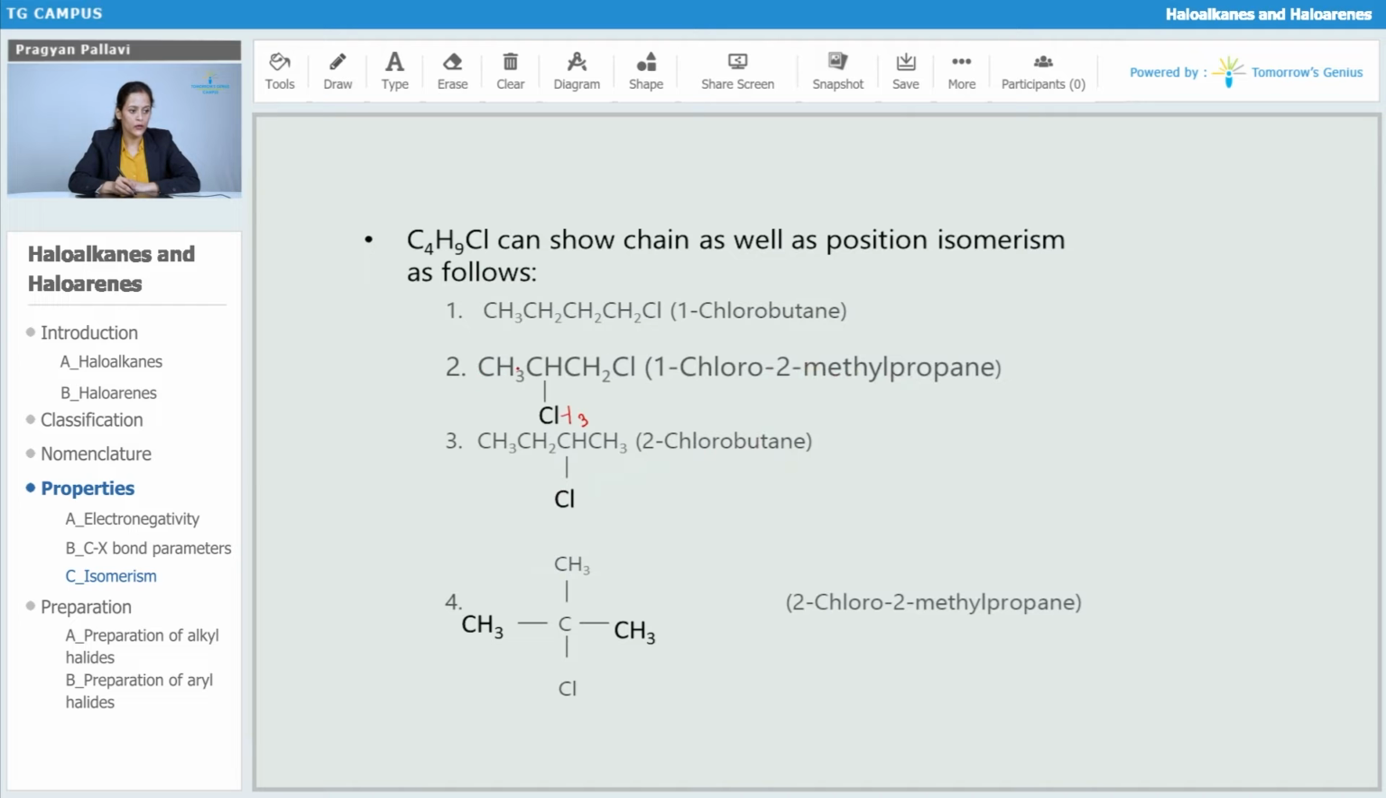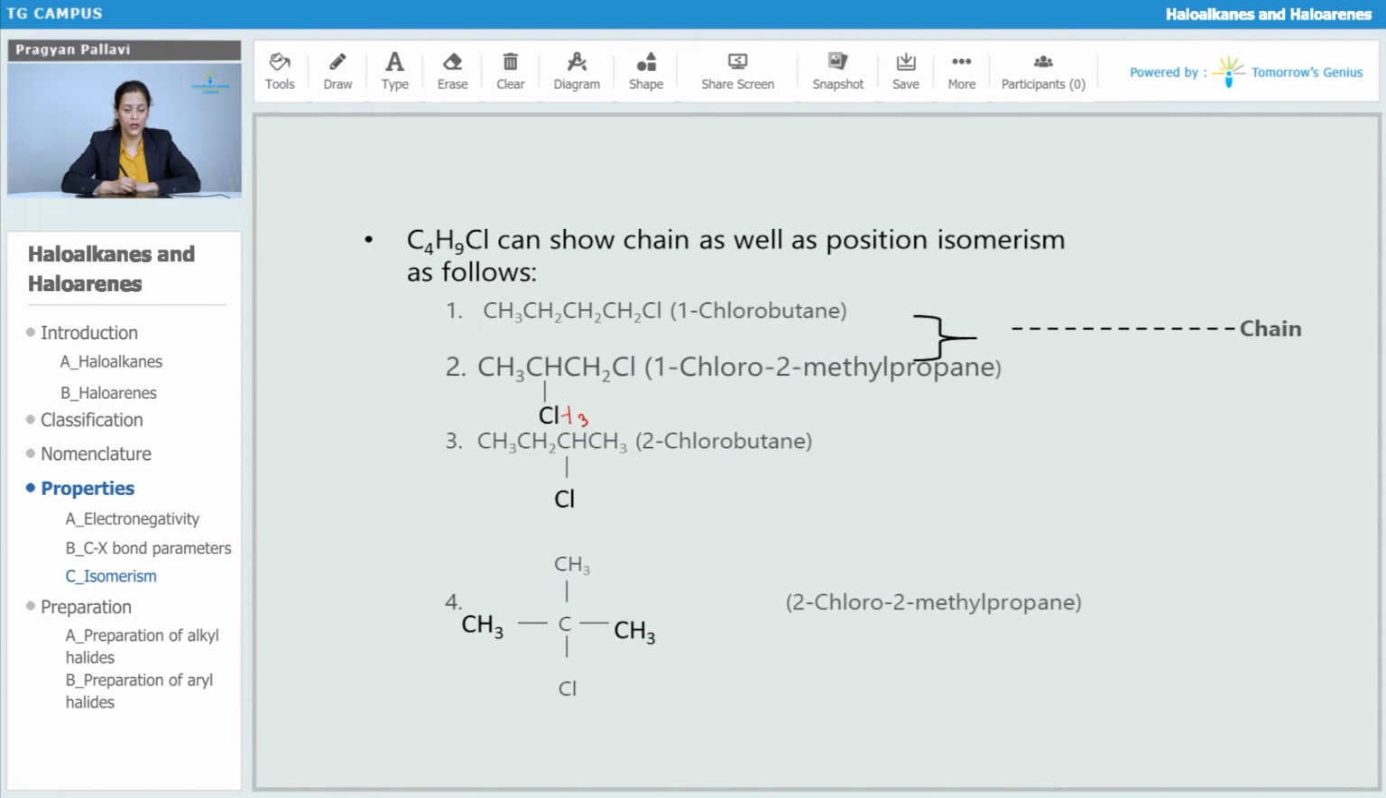So here the carbon chain has reduced in compound 1 and 2. If we take another compound, 2-chlorobutane, the position of chlorine is different, and then we have this 2-chloro-2-methylpropane. So these are the 4 isomers of chlorobutane, and here the first 2 will be called chain isomers because the chain is different in the 2 cases.